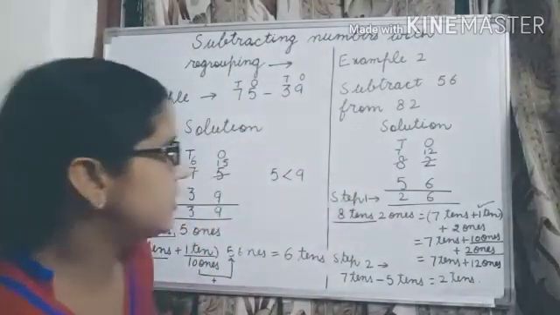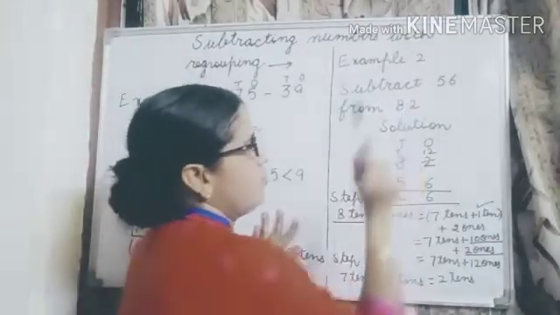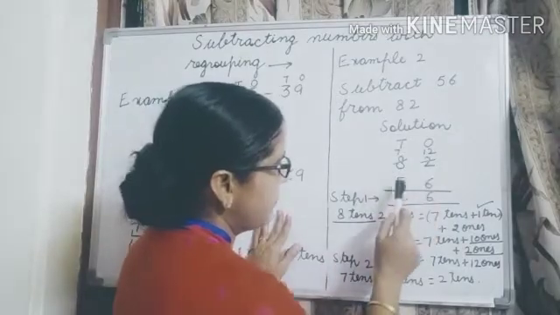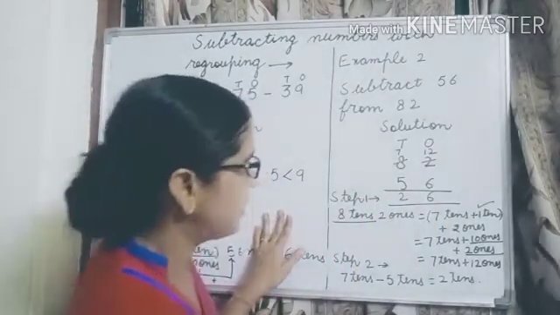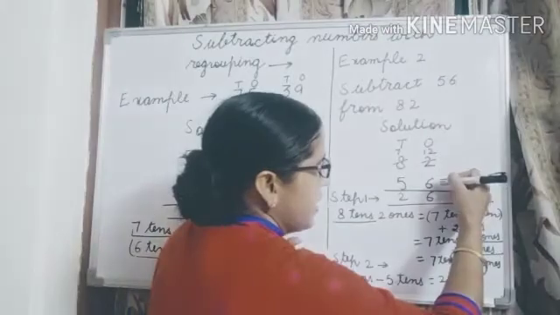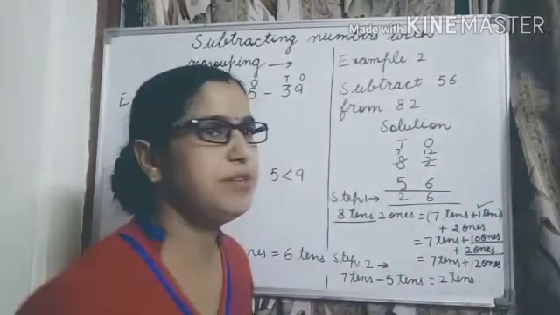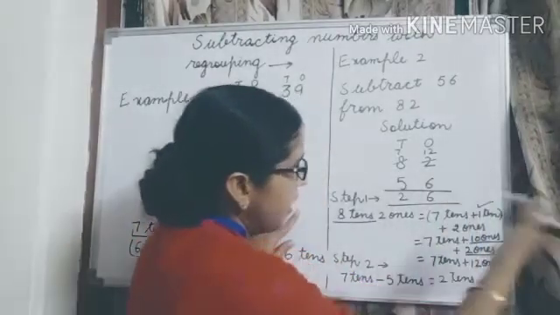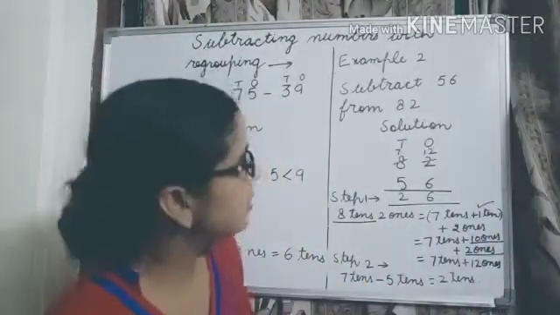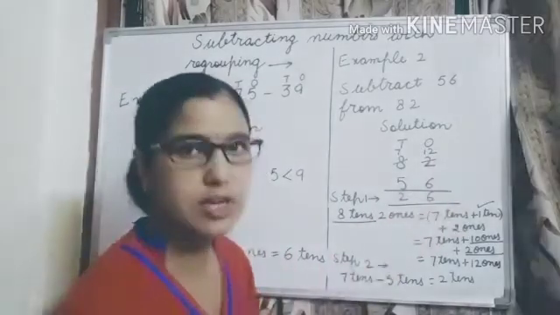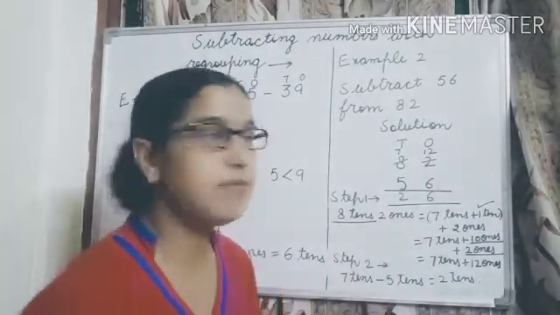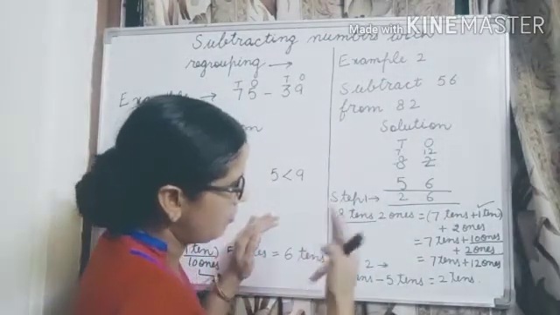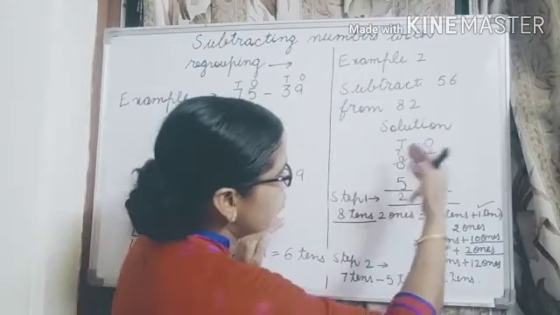Now you will understand again. 82 is bigger, 56 is smaller. Then you will write down 82 upside and 56 downside. First you have to take away 6 from 2. Subtraction means to take away. We have to take 6 away from this 2. But this 2 is smaller and this 6 is bigger, so we cannot take away. Then what will we do? We have to borrow from this 8.